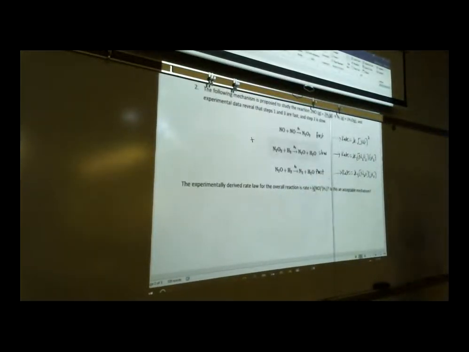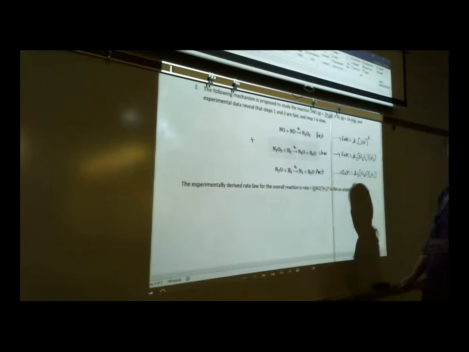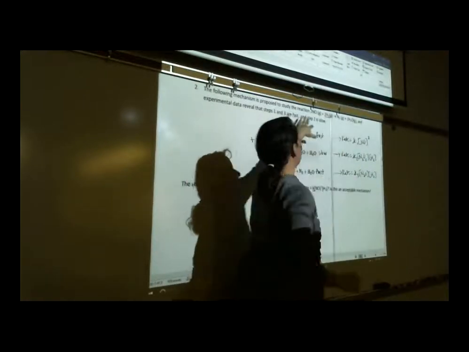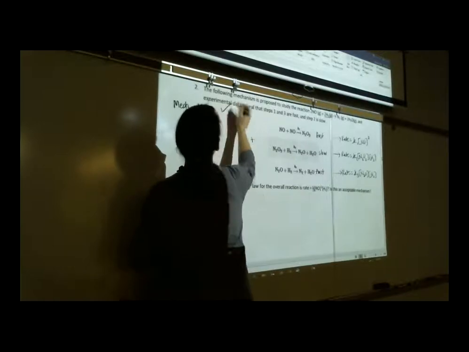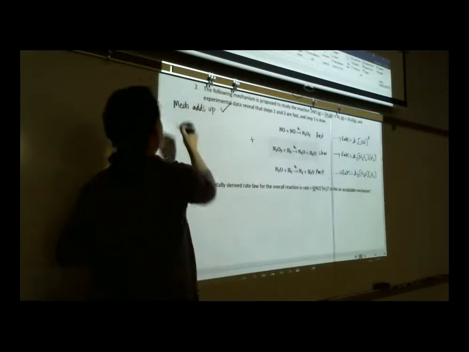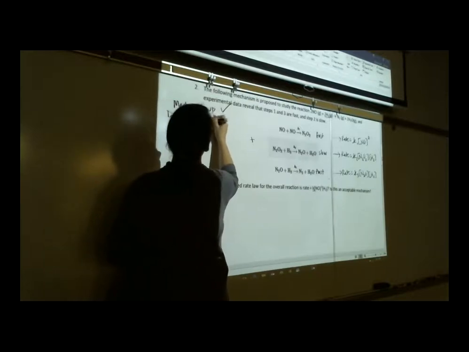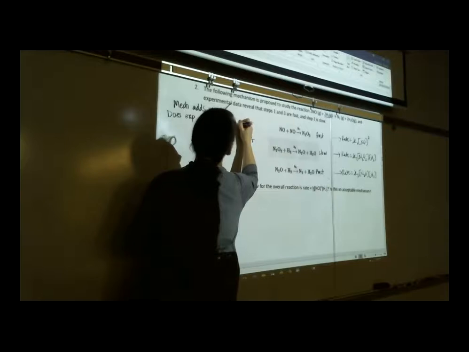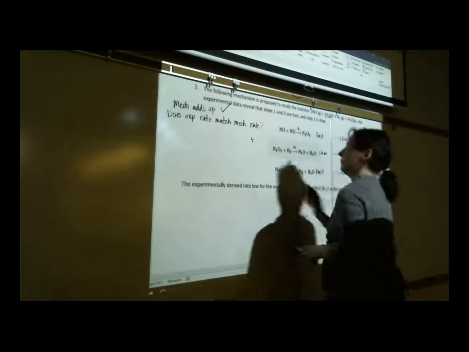The experimental rate law is K NO squared H2. All right, so we already know that the mechanism adds up to the overall, right? So mechanism adds up. That's true, we already know that. So does the experimental rate match the mechanism's rate? That's question number 2 we need to ask ourselves to determine if this is acceptable.